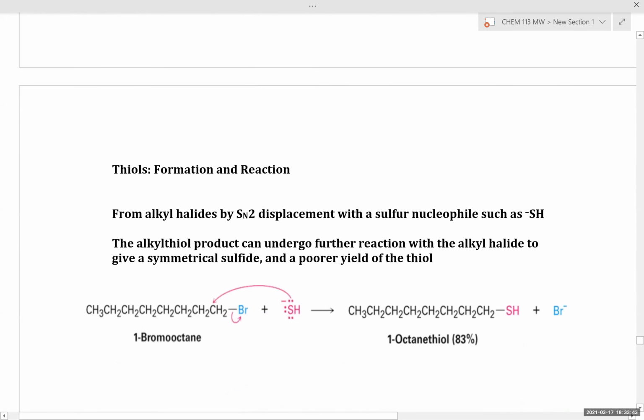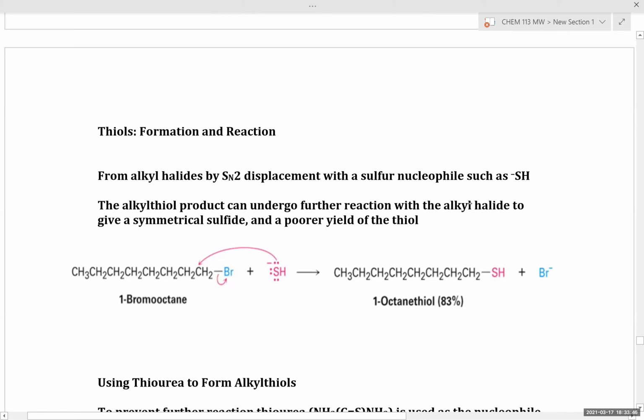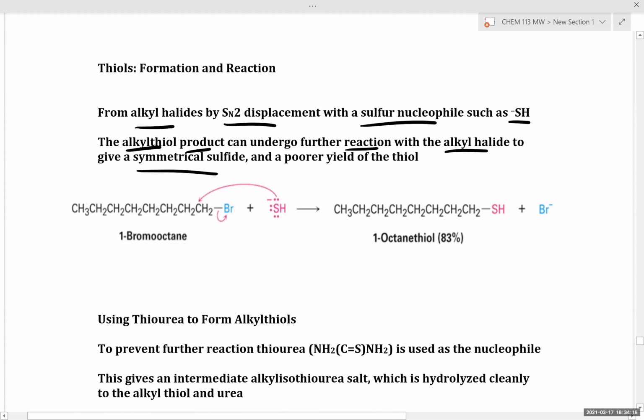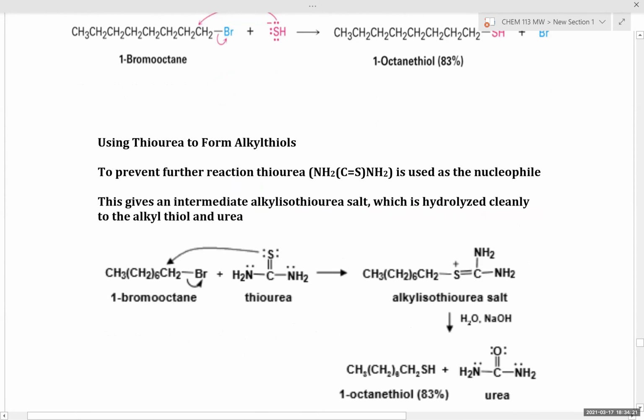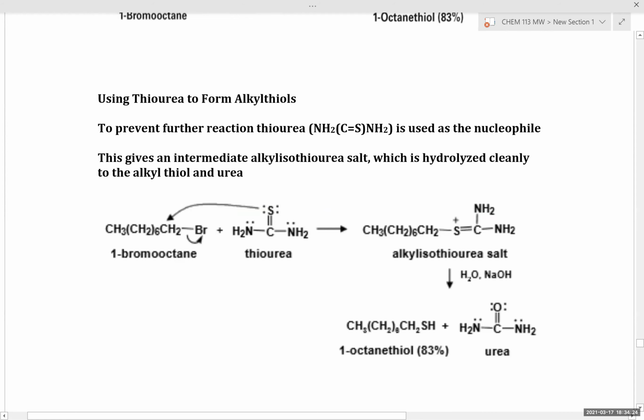Okay, so let's talk a little bit about how thiols are made. Thiols are very similar to alcohols, except thiols can be prepared from alkyl halides via an SN2 displacement with a sulfur nucleophile, such as the thiolate anion. One problem is this alkyl thiol product can undergo further reaction with the alkyl halide to give a symmetrical sulfide. So that's an issue. However, it can be compensated by using thiourea as part of your synthetic sequence.